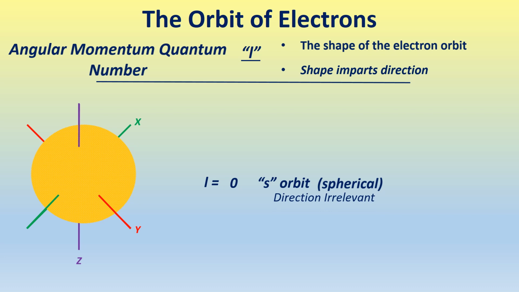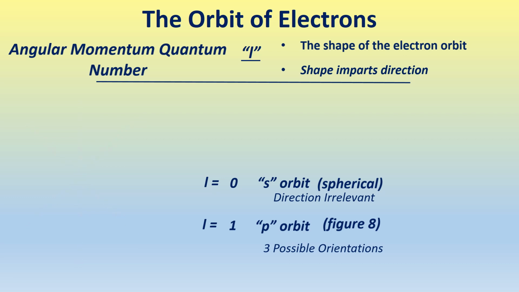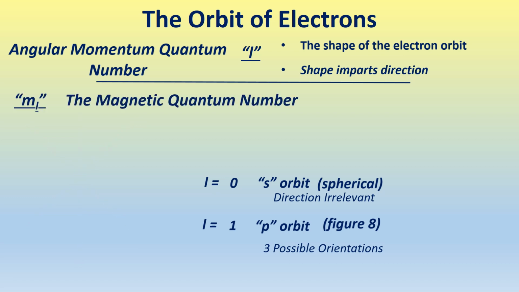However, when I move up to l equals 1, I have a p orbital, which is a figure 8. This is essentially a two-dimensional shape, which means it can be facing any one of three directions. It could be either laying on the x-axis, the y-axis, or the z-axis. Those three possible orientations lead to the next quantum number in the series. This is called m subscript l, or m sub l, and is the magnetic quantum number.